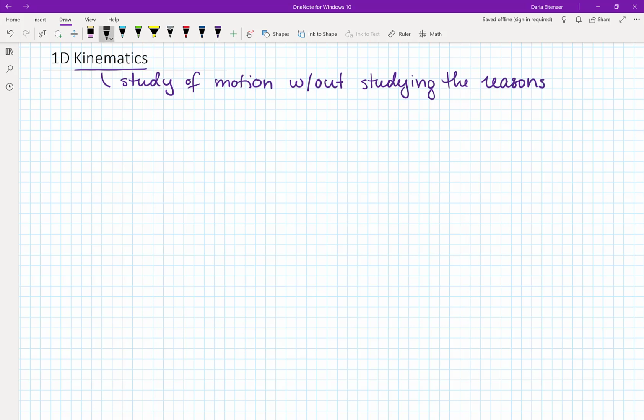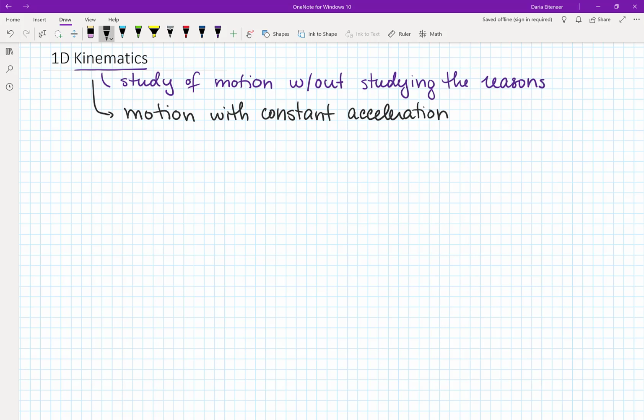Now in this class, we narrow down the meaning of the word kinematics a little bit more. So the way that we're going to use it is to say that this is specifically motion with constant acceleration. So we're still not studying the reasons for this motion, not yet, but we're talking about motion with constant acceleration. So let's see if we can derive some equations here.